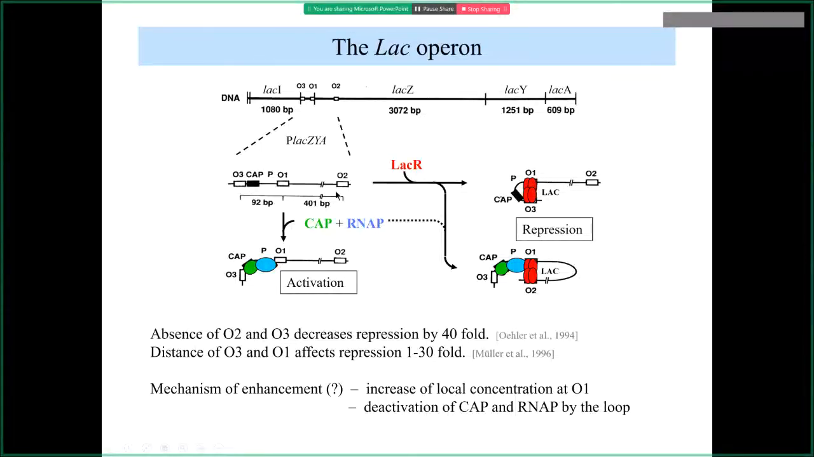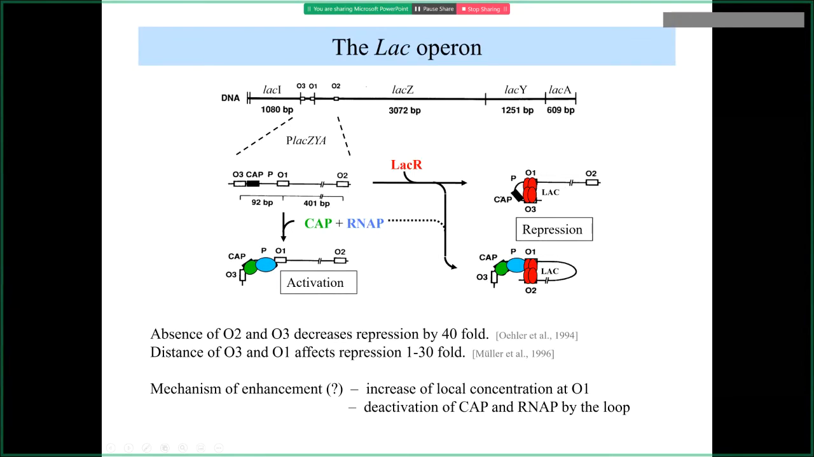The LAC repressor is a protein that binds to two different sites within the operon. There are three such sites, in fact. There's O1, O2, and O3. We're going to be looking at the O1 and O3 sites, which are near each other, and how the LAC binds to them. It has been found experimentally that if you change the distance of these two sites, you affect the effectiveness of repression of transcription by the LAC up to 30-fold.